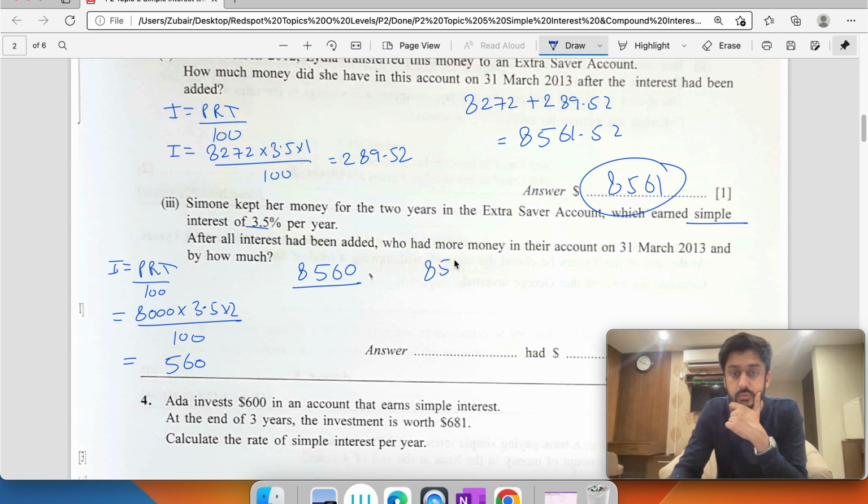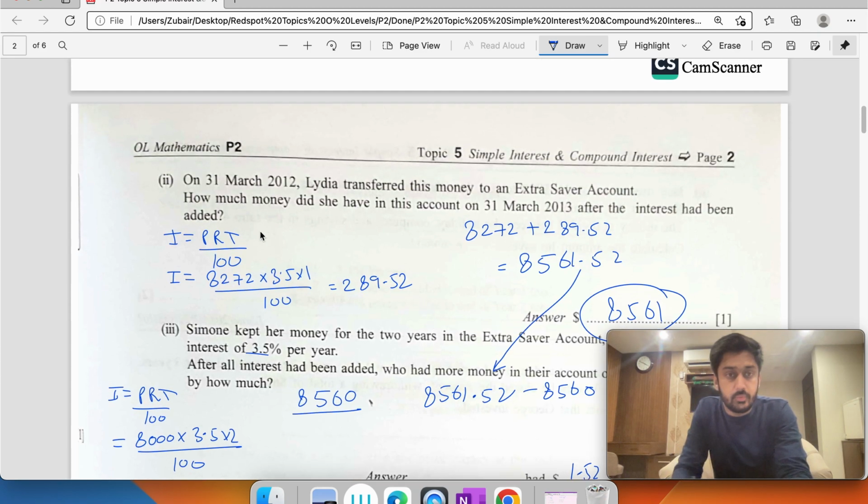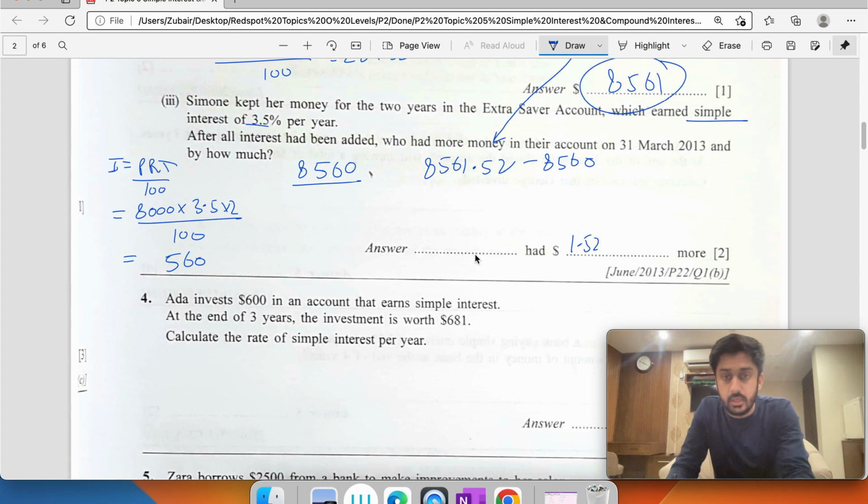So 8,561.52 minus 8,560. So it is by $1.52. And who had the more amount was, what was her name? Lydia.